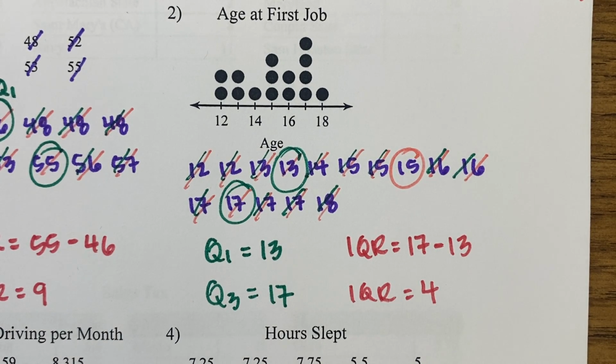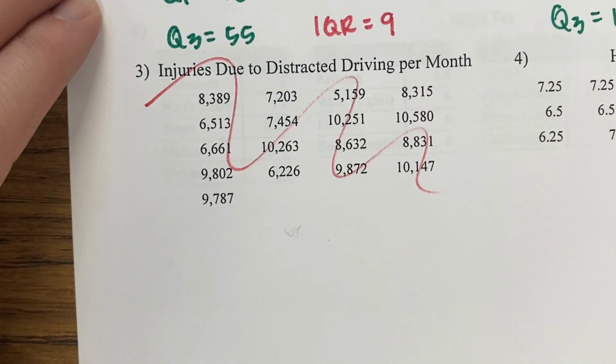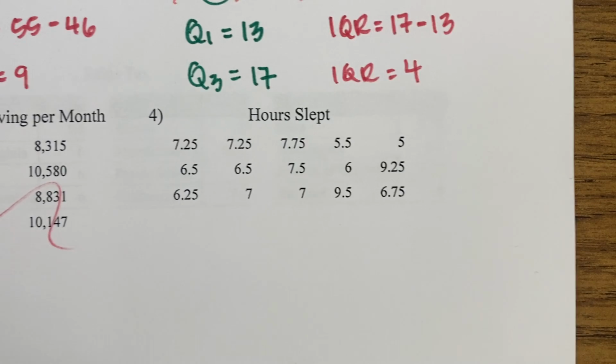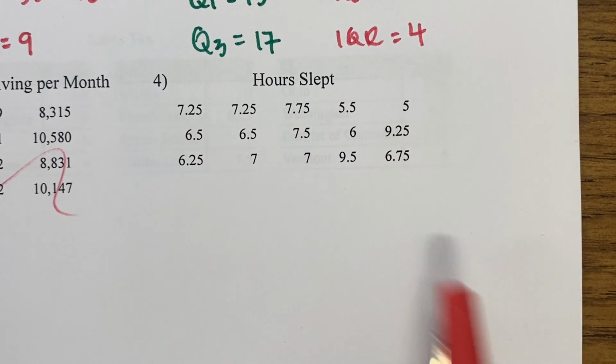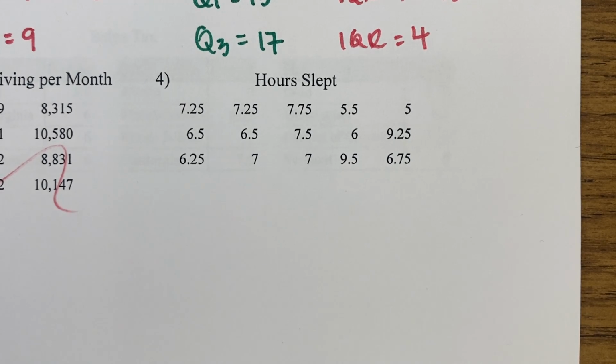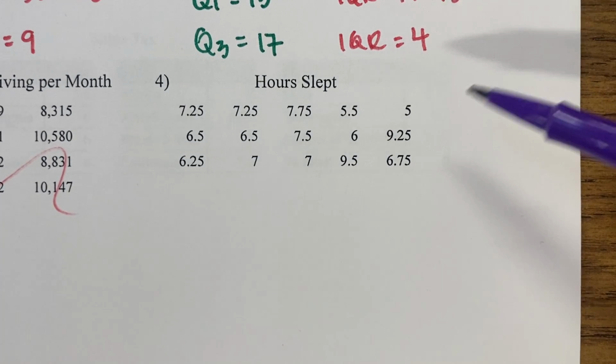Beautiful. All right, I'm going to go ahead and skip number 3. Let's go to number 4. Alrighty, so we have hours slept, a few decimals in here. Same thing, we want to list these numerically.